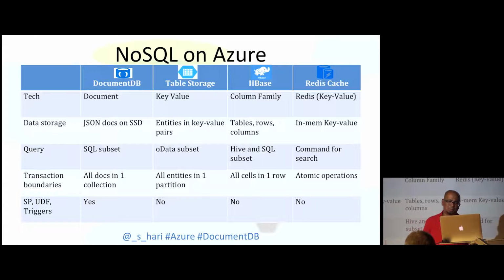NoSQL on Azure. If you wanted to use NoSQL on Azure, there are different technologies. There are 4 different types of NoSQL available on Azure. DocumentDB, where the data is stored as JSON, so that's easy enough to read. Anyone who's worked in web development is familiar with JSON, and the data is extremely readable, even better than XML.